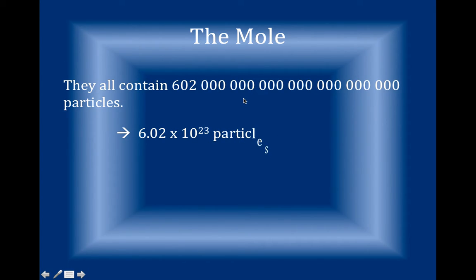So this massive number is what we use for counting particles. And those particles can be atoms, molecules, formula units, ions. We could use them for counting other things like donuts. But generally we're thinking chemistry. So that is the magic number. Avogadro's number equals 1 mole.